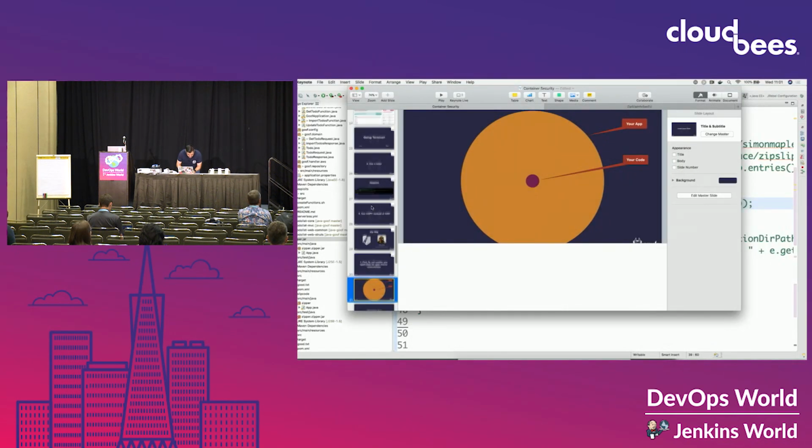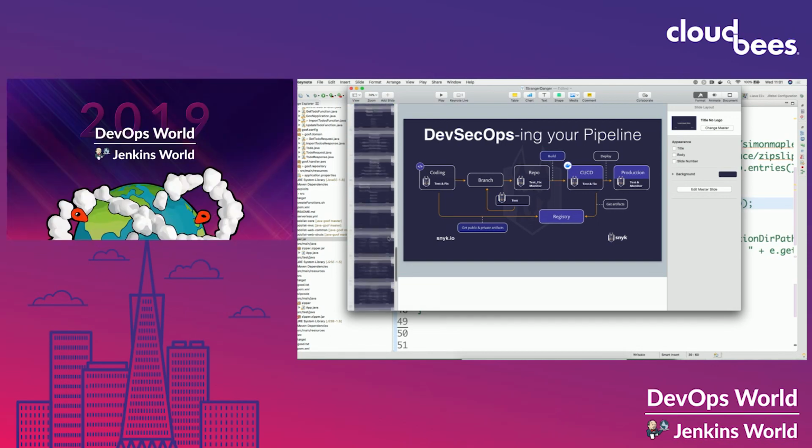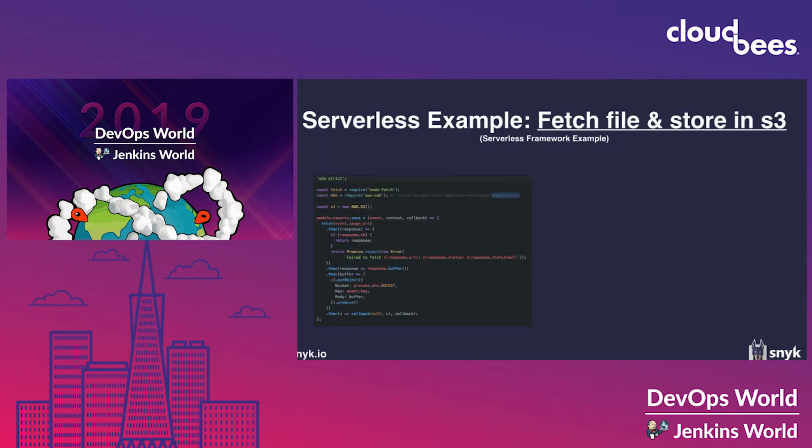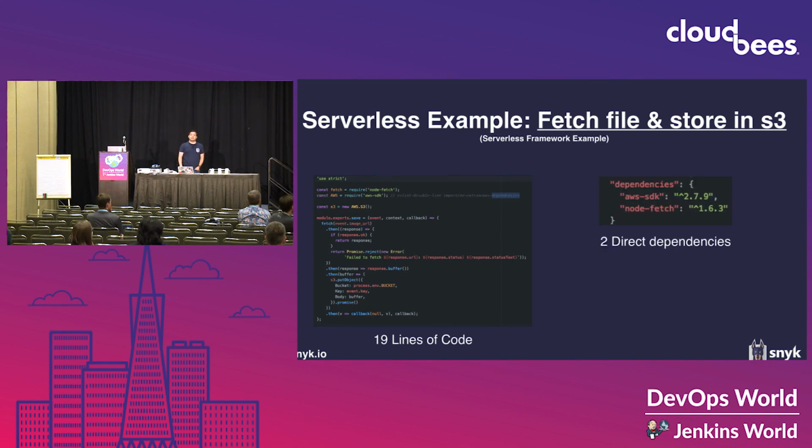Let's have a little game here. Here's a serverless file. This serverless application is 19 lines of code, just 19 lines. So we as developers think, wow, that's amazing. In just 19 lines of code, I've written an application that can fetch a file and store it up in Amazon's S3. Amazing. We have just 2 direct dependencies. How many indirect dependencies do you think this has? And you laugh because it's Node, but it's not that bad.